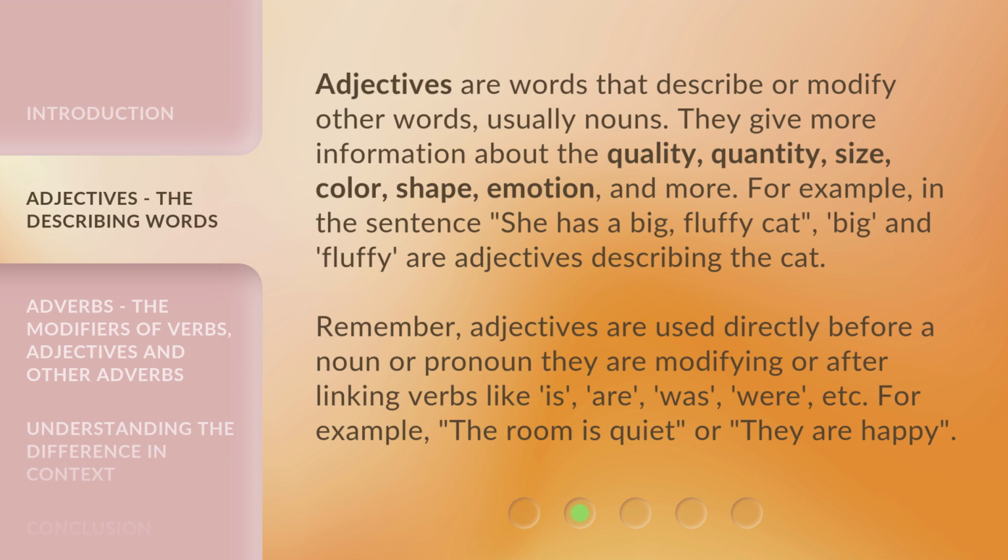Remember, adjectives are used directly before a noun or pronoun they are modifying, or after linking verbs like is, are, was, were, etc. For example, the room is quiet, or they are happy.